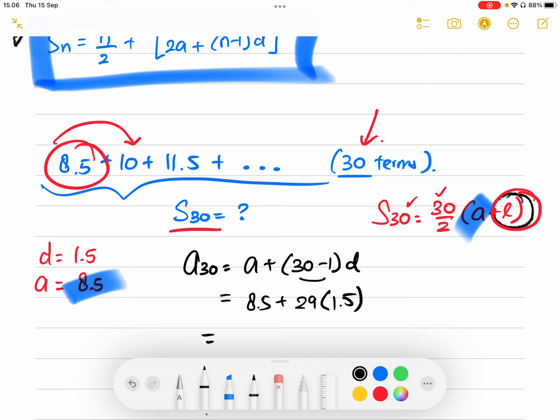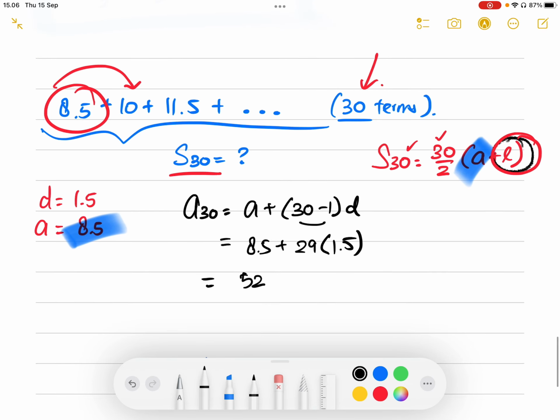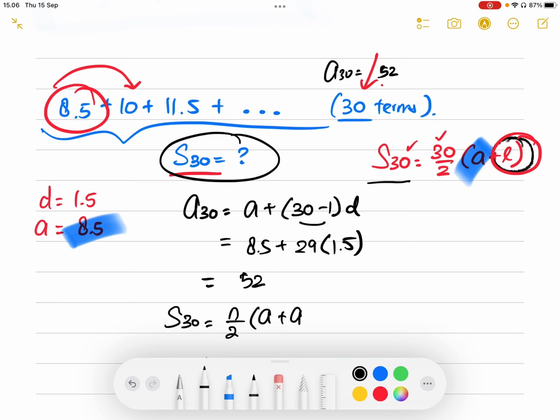So the answer would be 29 times 1.5, and then you add 8.5, which is 52. Now we know that the last term, the A30, is 52. So how do we find the total sum of them? S30. So S30 will be equal to n over 2, times the first one and the last term. Meaning n is 30, so 30 over 2, times the first one, which is 8.5, and then the last term, the 30th term, is 52.